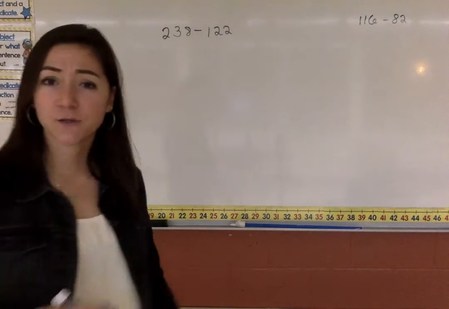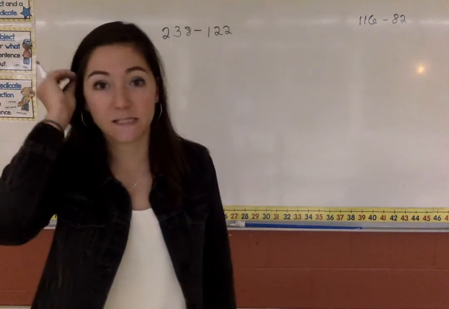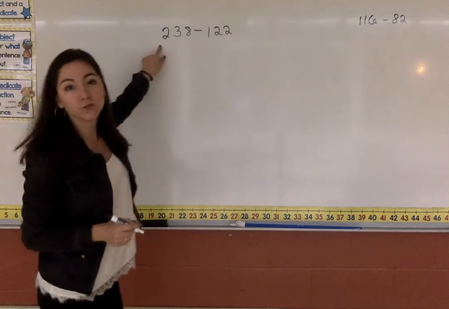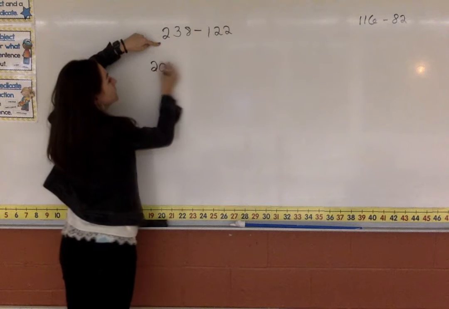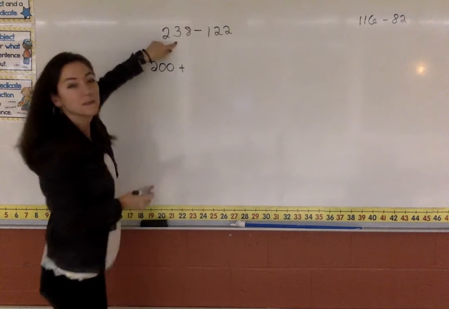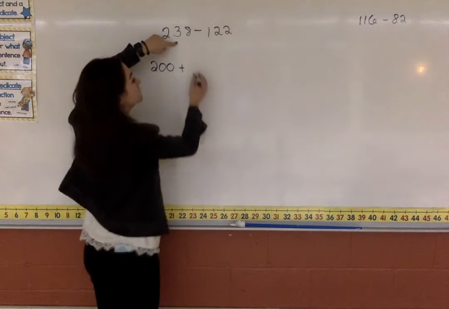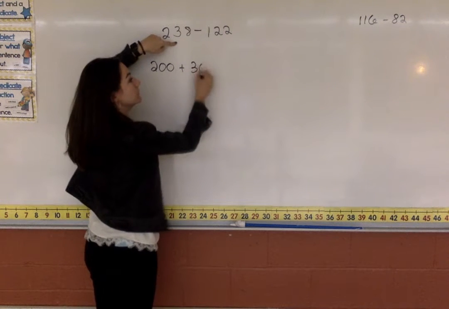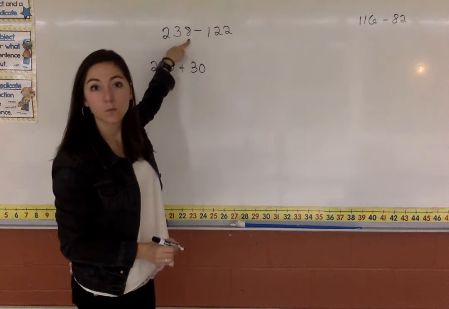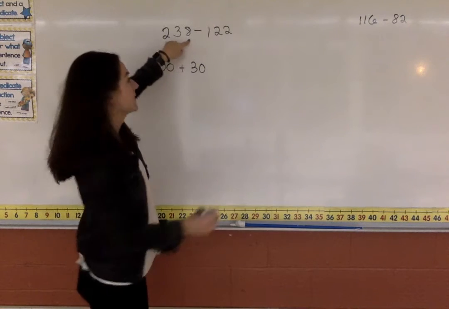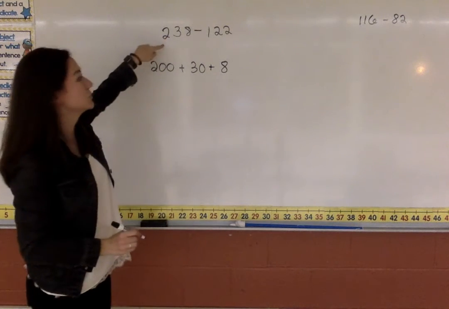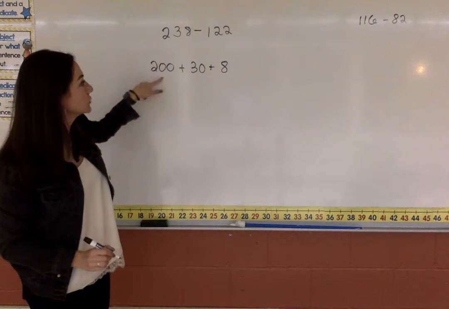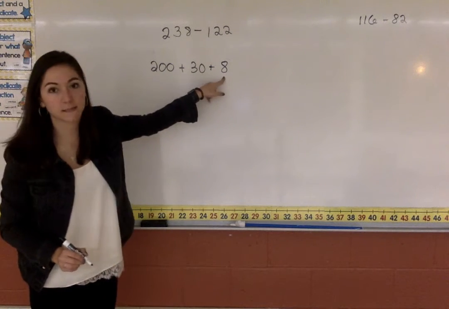So first I'm going to decompose those numbers by place value. My 2 in the hundreds place represents 200. My 3 in the tens place represents 30. And my 8 in the ones place just represents 8. Okay, so 238 is the same thing as 200 plus 30 plus 8.